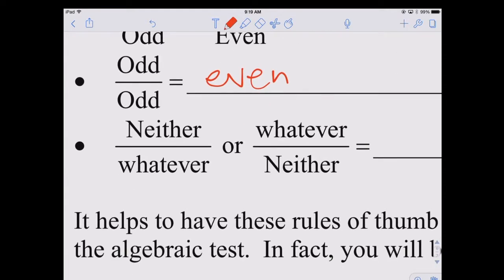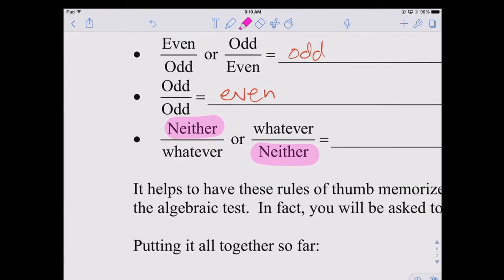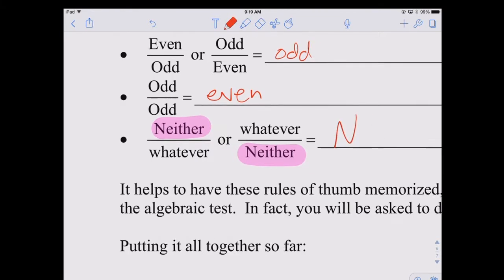And then, like Kevin recommended yesterday, we can pretend like neither is like zero, the guy you don't want to invite to your party. What'd you bring? Nothing. What are you here for? No reason. Nothing. Zero, right? So what happens if you have a neither over a whatever, or a whatever over a neither? You get a neither function, right?